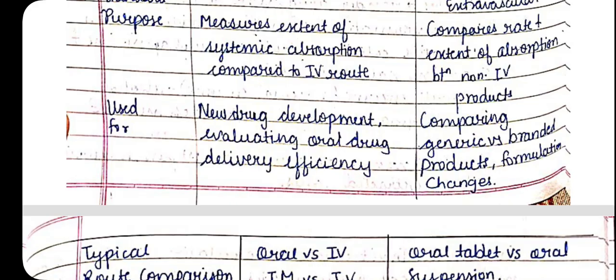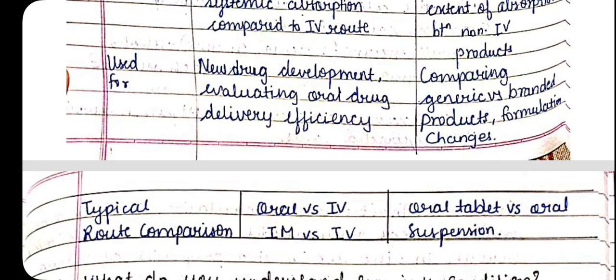Absolute bioavailability is used for new drug development and evaluating oral drug delivery efficiency. Relative bioavailability is used for comparing generic drugs versus branded drugs. It is also used in the case of any change in the formulation, generally for changing any formulation.